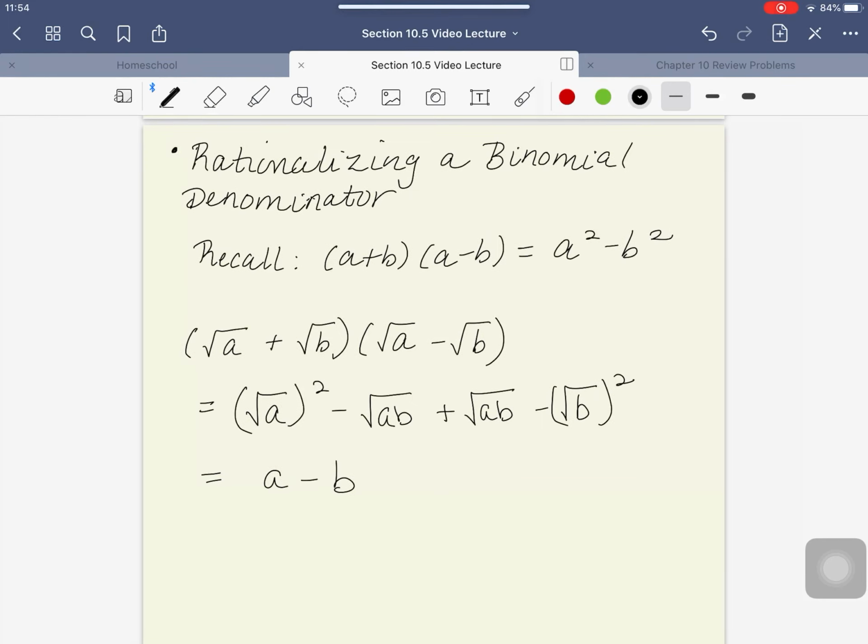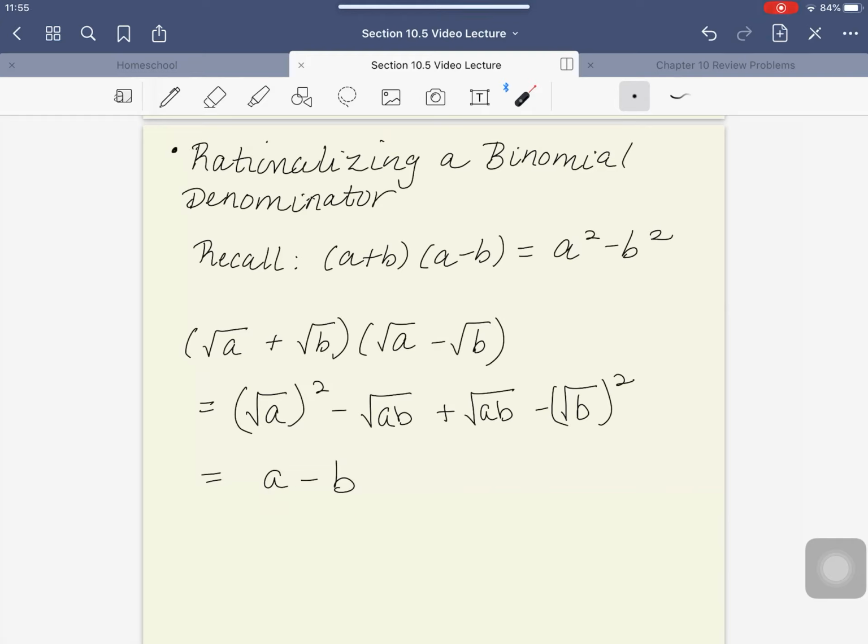All right, so now we're going to rationalize a denominator by using the difference of two squares. So we're rationalizing a binomial denominator. To do that, think about what we just did with the previous examples with FOIL. So if I FOIL here, I end up with the difference of two squares. If I FOIL with radicals, something similar happens, but instead of a squared minus b squared, I end up with a minus b. And that always happens when you are doing the difference of squares with radicals. Okay.